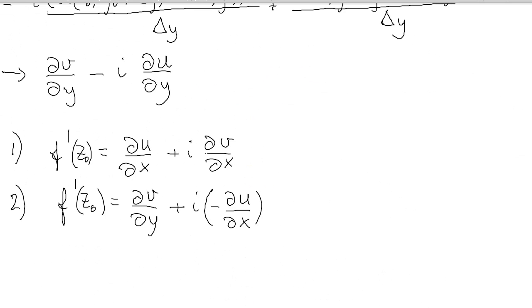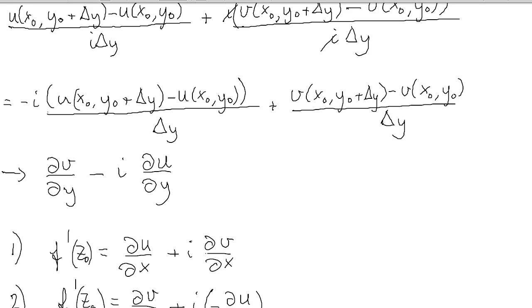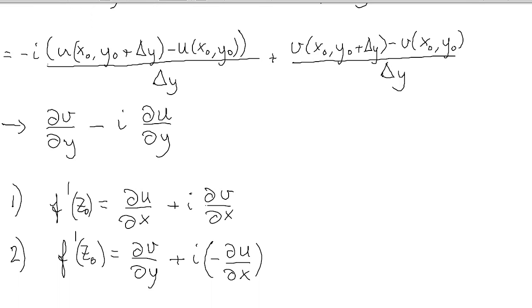We obtain that this part goes to minus the partial derivative of u with respect to y, and this part goes to the partial derivative of v with respect to y. So what we have proven now is that if this limit exists, that the derivative of f with respect to z at the point z0 exists, then we have two expressions for this limit.